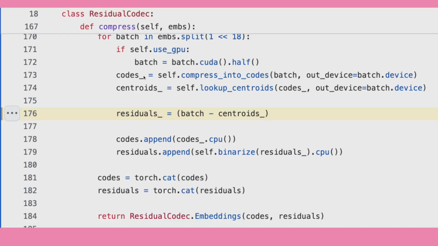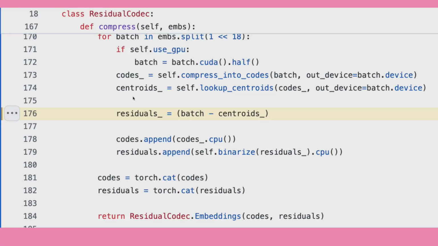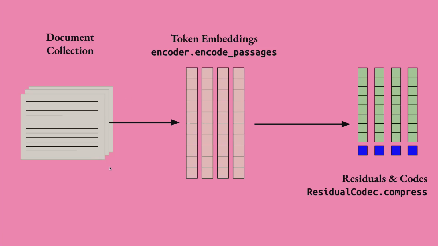So that's what codes is, and then I get my centroids given those codes, so given those centroid IDs, I look up centroids, and then I find the residual, and that's what gets passed into residual codec.embeddings, and that's what gets returned back from the compress method. So that was a quick overview. Obviously there's lots of details that I've left out, but I'm highlighting the main concept before we get into how the IVF is built.